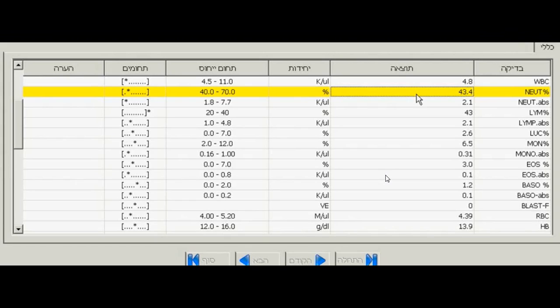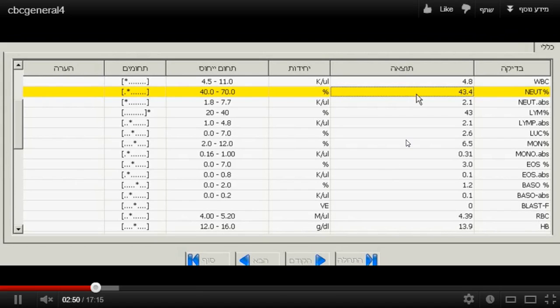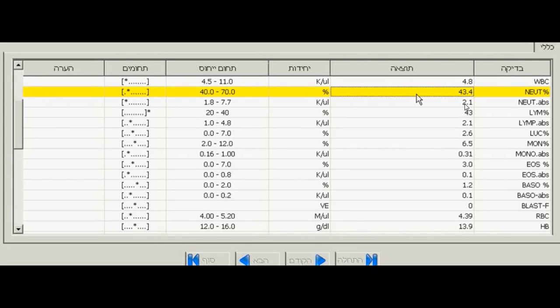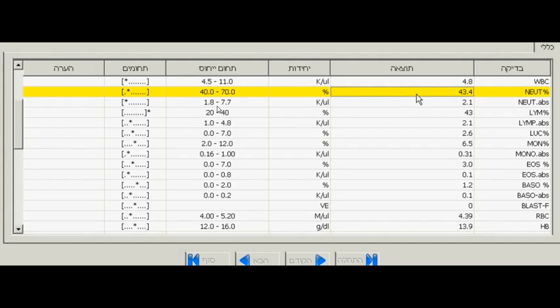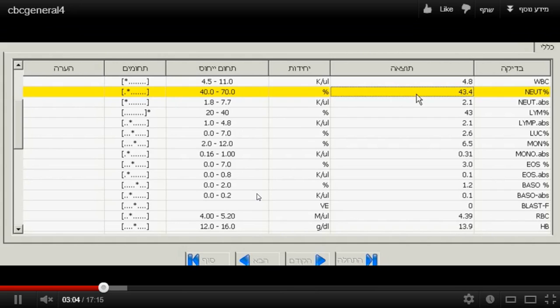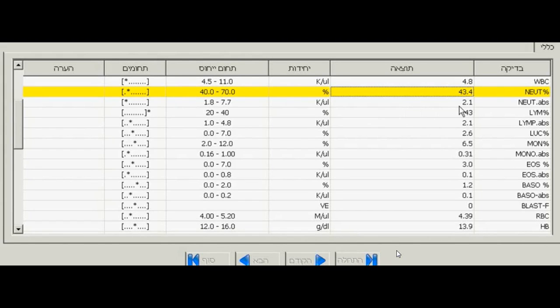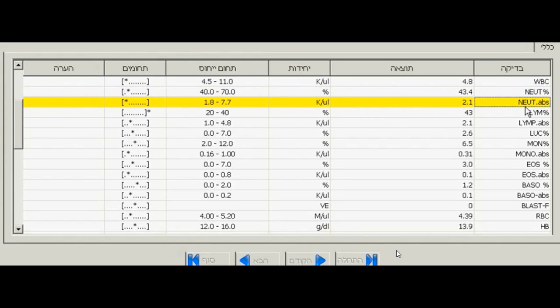The absolute count, however, is what's important for neutrophils, and you can see it right here. And the absolute count is over 1.8, which is the lower limit of the reference interval. However, you don't have to worry about the neutrophil count absolute until it gets to less than 1,000. Usually in patients who are getting chemotherapy, and then there would be an increased risk of infection.